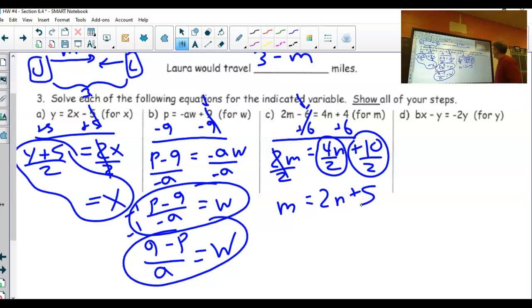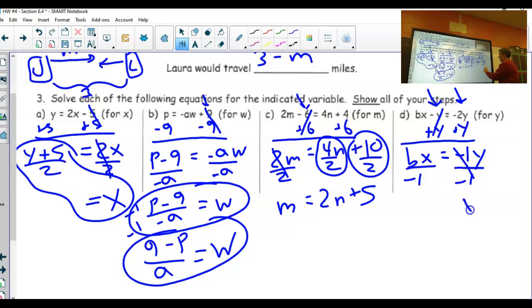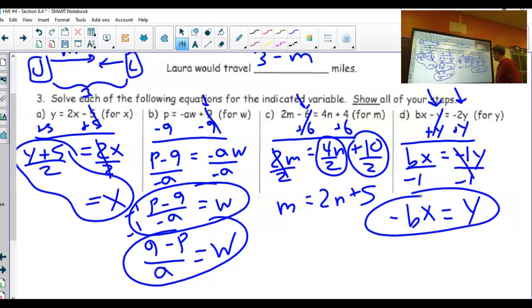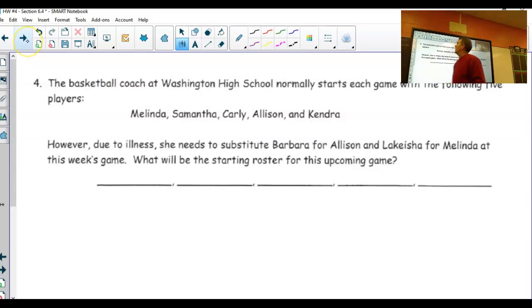And finally, in letter D, I want to get the y by itself. But you know there's a y on both sides of the problem. So if I want to solve this thing for y, I need to get the y's on the same side, or I need to eliminate one of them. So I would probably eliminate the minus y by adding y to both sides. That gives me bx equals negative 1y. And then I would divide by negative 1 to get rid of the negative 1. And this would be negative bx when you divide it by negative 1. All right. We move on to number 4.